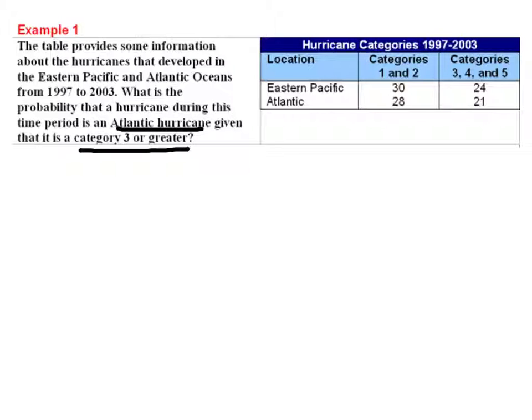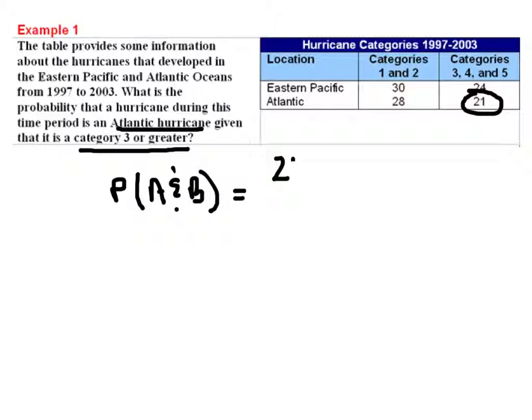So for instance, here if we look at Atlantic hurricanes that are Category 3 or greater, that's this, and the probability of that happening, the probability of A and B happening, would be 21 out of the entire 103.